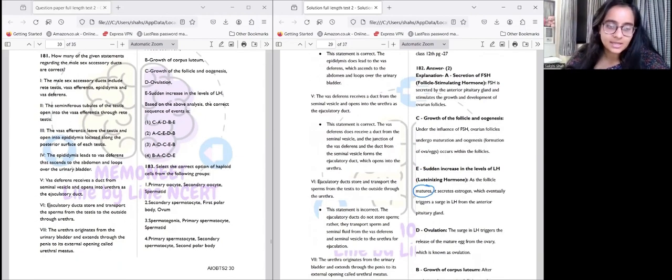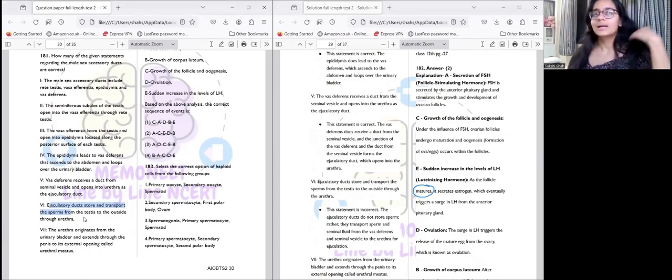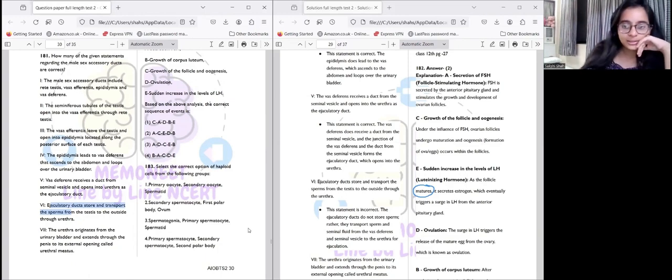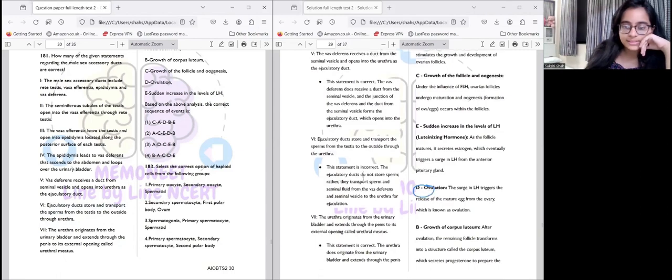So the sixth statement says ejaculatory ducts store and transfer the sperms from the testis to the outside through the urethra. Okay, so this is incorrect because they do not store the sperms. They just act as a transfer. It's basically a road or highway. Like there's no traffic jam over there. It just passes through. So the ejaculatory duct does not store the sperms. It transfers the sperm and the seminal fluid from the vas deferens and seminal vesicles to the urethra for ejaculation or during the process of ejaculation. Okay, so that's all. The other statements are correct. Right. So the seventh statement is correct.